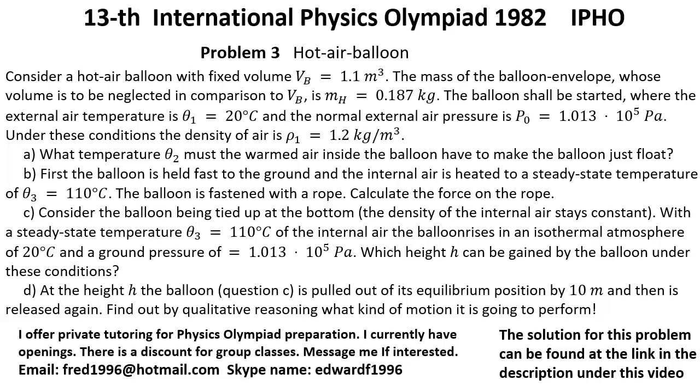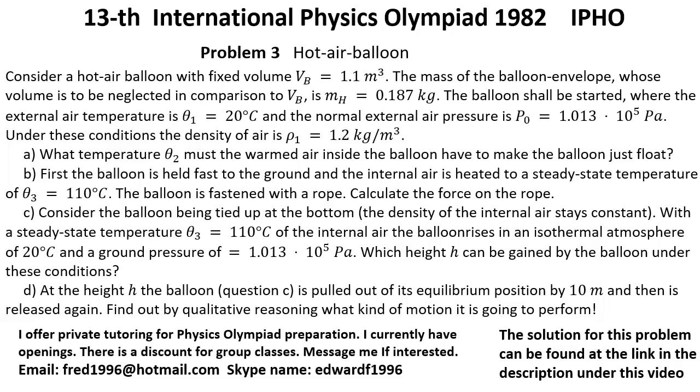Problem number 3. Hot air balloon. Consider a hot air balloon with a fixed volume Vb equal 1.1 cubic meters. The mass of the balloon envelope, whose volume is to be neglected in comparison to Vb, is mh equal 0.187 kg. The balloon shall be started where the external air temperature is theta 1 equal 20 degrees Celsius and the normal external air pressure is P0 equal 1.013 multiplied by 10^5 Pascal. Under these conditions, the density of air is rho 1 equal 1.2 kg per cubic meter.